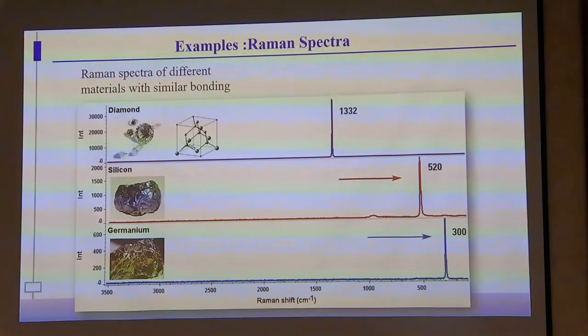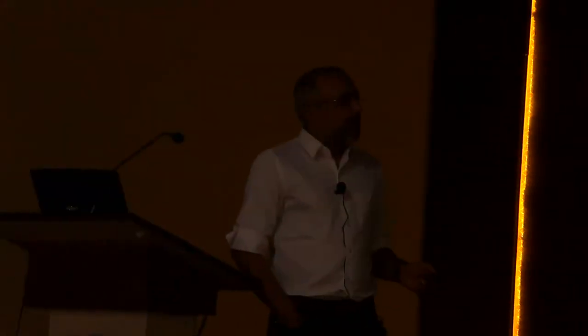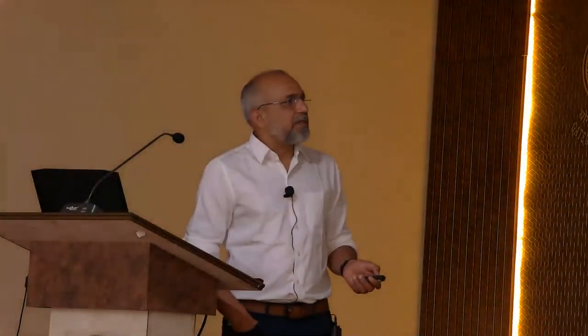There are some examples. So first is about the same material, like you have diamond, silicon, or germanium. They have similar bonding, but different atoms. So having different atoms, but similar bonding, still you will have a different shape in the Raman spectrum here.